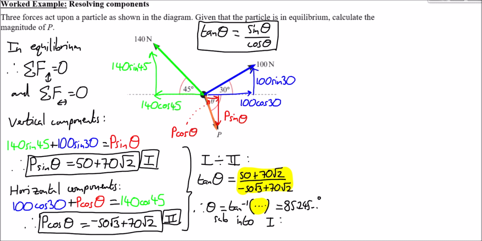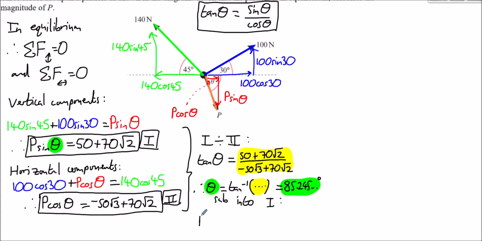So now I know what theta is. I know that theta is this awful looking number here. I can just take this here and divide it all by sine theta, what I've just worked out. So scroll down slightly. So P, or the magnitude of P, is going to be 50 plus 70 root 2 divided by sine of 85.245, whatever that comes out to be.